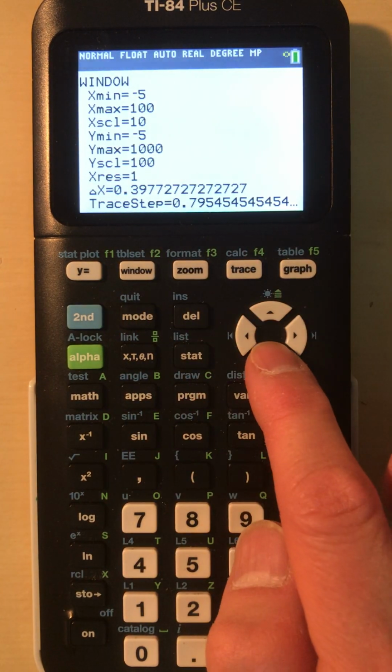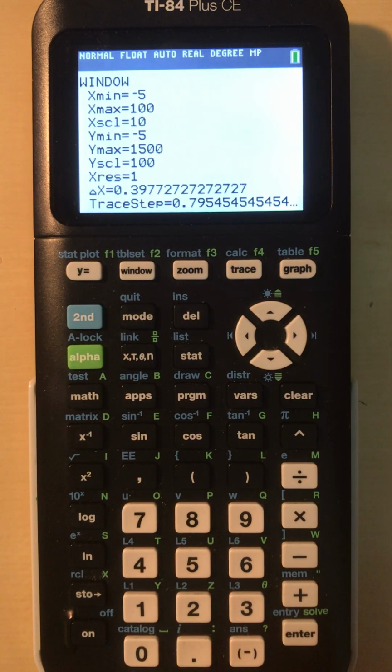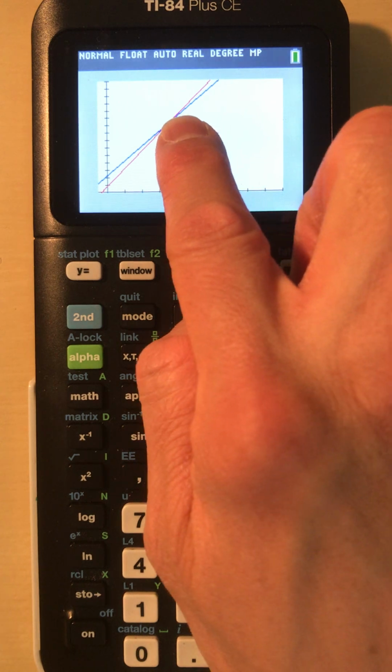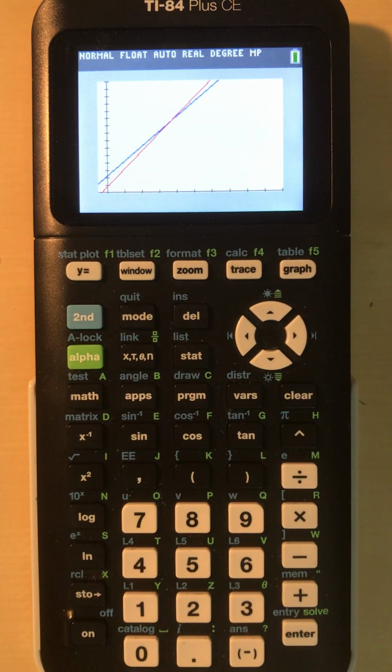So I'm going to go 1500. Will that do it? I think so. Yes. Okay. Now I see a clear intersection point. Remember the question now that asks how many books would you print when the cost is the same for both companies? That's also the intersection point where the two lines meet.